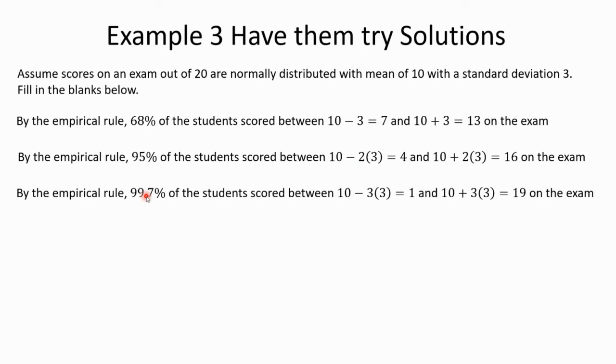Here, we have 10 minus 9 and 10 plus 9: minus 3 times the standard deviation and plus 3 times the standard deviation. So most of the students, 99.7% of them, scored between 1 and 19. Are there any questions on this? Okay.